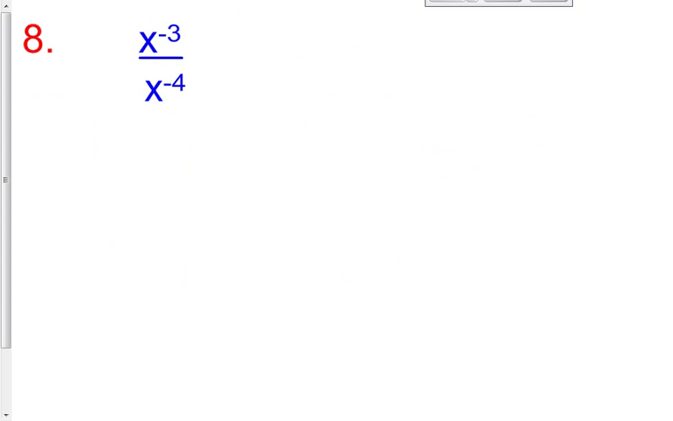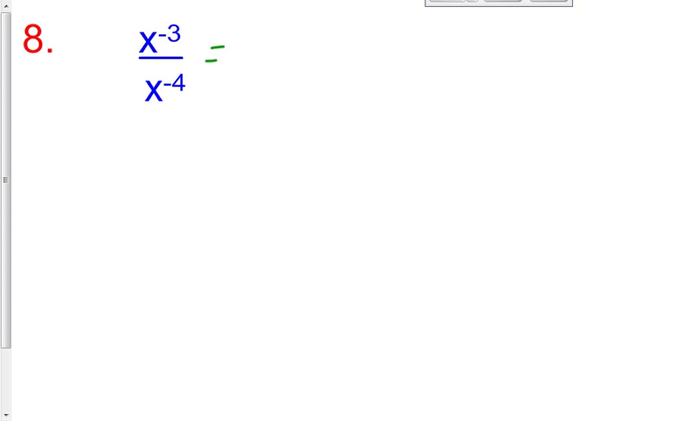Moving on to number 8, we have x raised to the negative 3rd divided by x raised to the negative 4th. So we know that we're going to use the quotient property because we're dividing. However, let's simplify this first. What I told you in last lesson is that whenever you have a negative exponent, you can move it from the numerator to the denominator and just change the sign on that exponent.